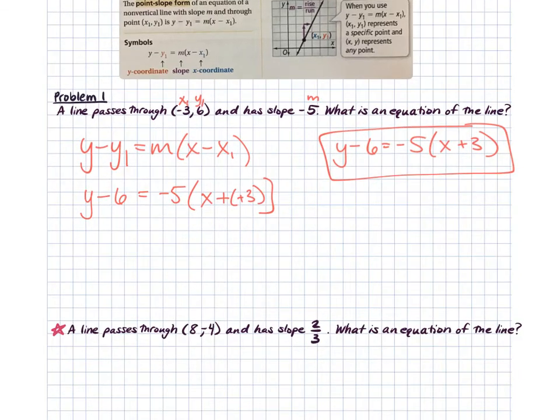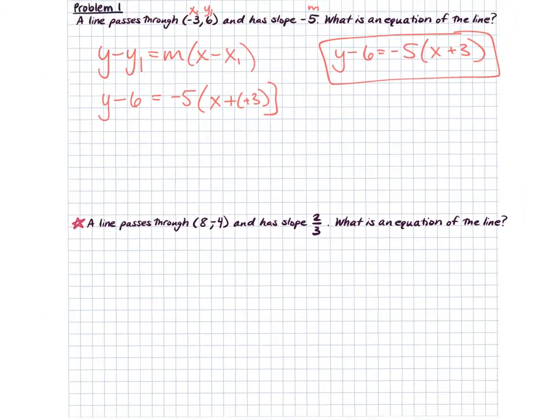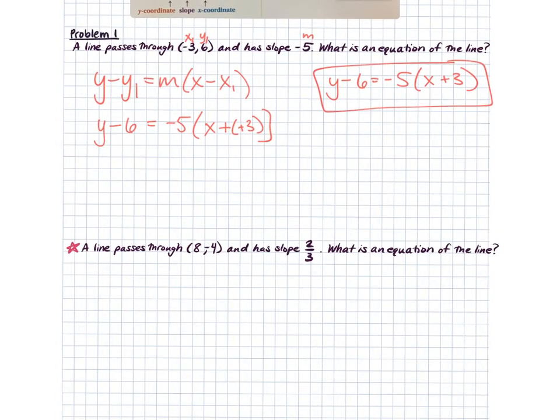Okay, here is one for you to try on your own. Here is the formula for you. Y minus y1 equals m times x minus x1. So figure out what your y1, your x1, your m are, and plug them in, and then that's your equation. Check back for the solution.